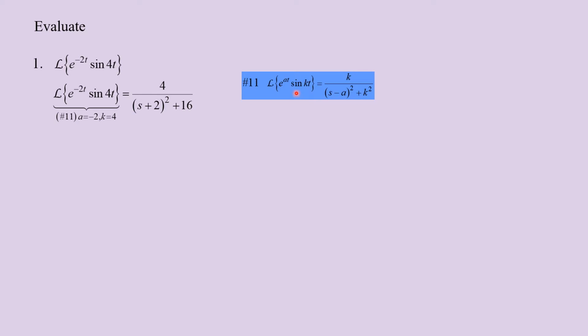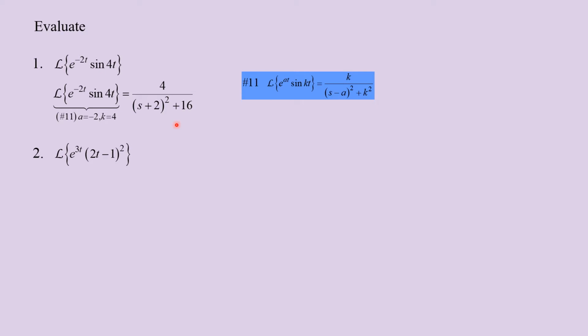So what you have to do is match this expression with the one given in the problem and determine the a and the k. When you compare the two, we find that a is equal to negative 2 and k is equal to 4. So simply apply the formula, substituting k by 4 and a by negative 2. The result will be 4 divided by (s minus negative 2), which becomes (s plus 2) squared plus k squared, where 4 squared is 16. So this is the answer for the given question.